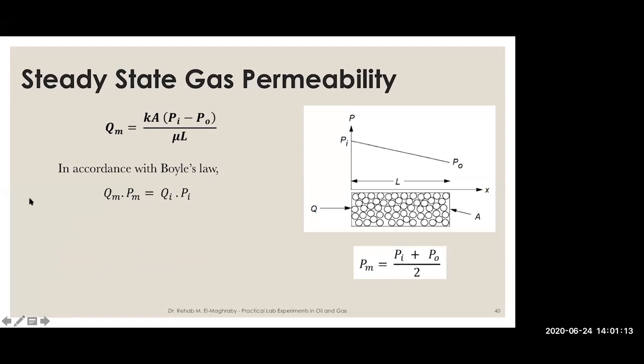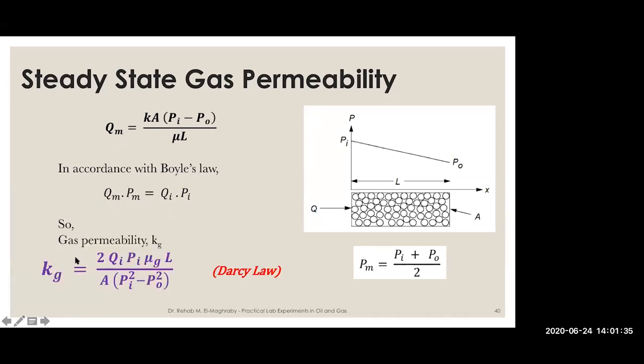So this average pressure, or mean pressure, times the mean flow rate is equal to the flow rate inlet times the pressure inlet. You can also use the flow rate exit and pressure exit. But if you use flow rate inlet, you have to use the pressure inlet. If you use flow rate exit, you have to use the pressure exit. Okay. So you will substitute in this equation, and at the end, the gas permeability can be found. This is the form of Darcy's law that will be used to measure the gas permeability.